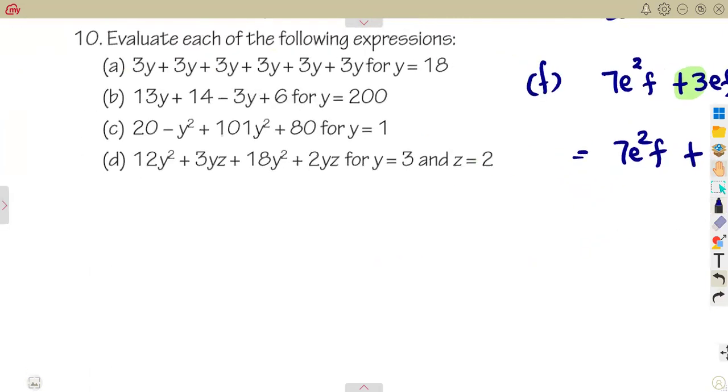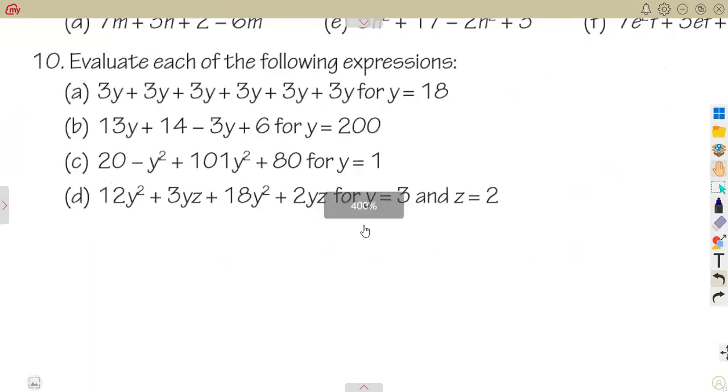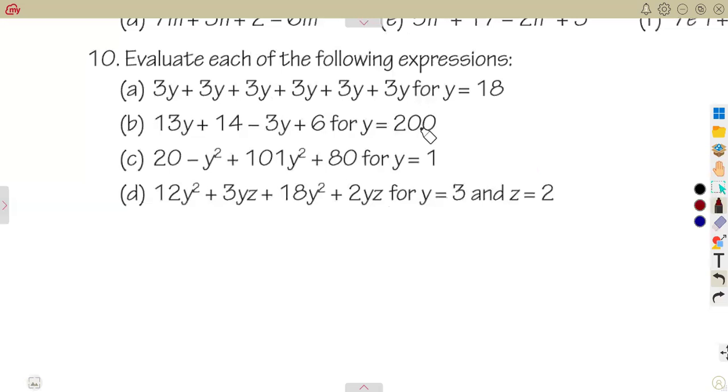All right, evaluate on number 10. You are given, evaluate each of the following expressions for the given values that you're given. Y is 18, Y is 200, Y is 1, and any other part that you're given. So it's just a matter of substitution. Like the first part on A, we are given 3Y plus 3Y plus 3Y plus 3Y plus 3Y plus 3Y. Guys, we can first add these 3Y. I mean, 1, 2, 3, 4, 5, 6. So this is simply 3 times 6, so it's going to be 18y.